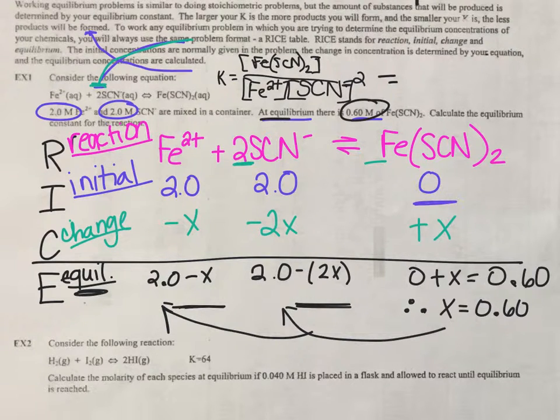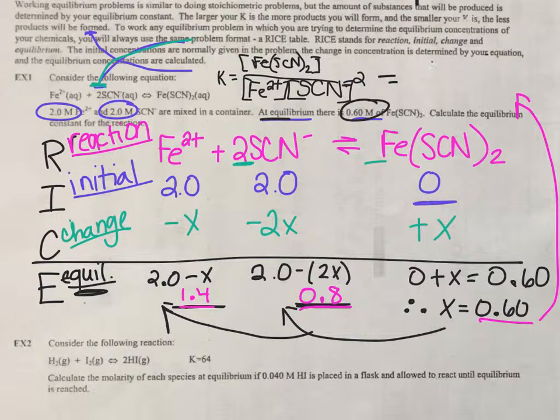Okay? So 2 minus 0.6. You can do that one in your head. What is it? 1.4. What's 2x? So what's 2 times 0.6? 1.2. So what's 2 minus 1.2? 0.8. So I have 1.4, 0.8, 0.6. What are we going to do with those values? Yeah, we're going to put them back into our expression to solve for k, our ultimate goal.